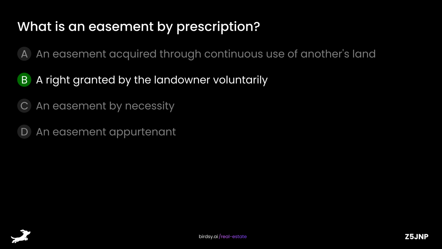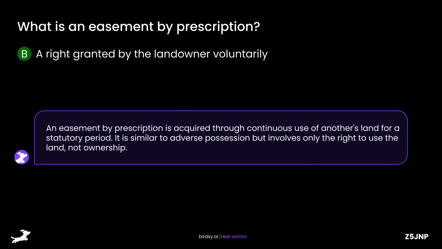The answer is B, a right granted by the landowner voluntarily. An easement by prescription is acquired through continuous use of another's land for a statutory period. It is similar to adverse possession, but involves only the right to use the land, not ownership.